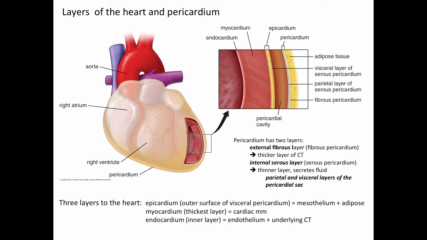The layers of the heart, then: the epicardium, the outer surface of the visceral pericardium, so it would therefore be mesothelium plus adipose. That would be shown like this on the diagram. The myocardium, the thickest layer, which would be cardiac muscle, and then the endocardium, the inner layer, would be the endothelium that lines the chambers of the heart and the underlying connective tissue.